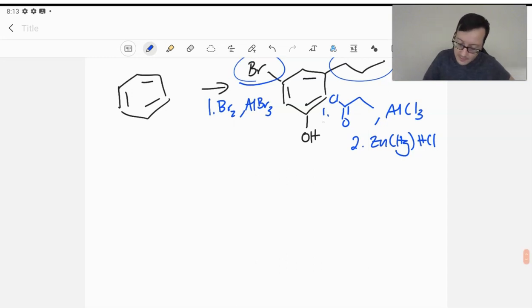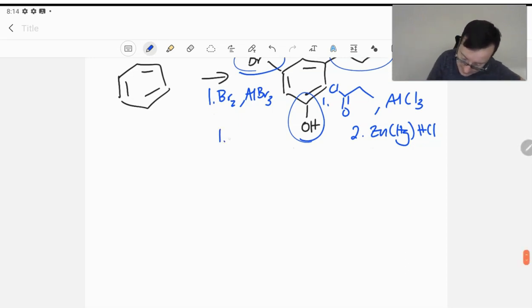All right, last one is the alcohol in there. How are we going to put that on? That's the tricky one. So, pause the video. All right, let's see if you remember. In order to put an alcohol on with the reactions we've learned so far, since we have not learned NAS yet, nucleophilic aromatic substitution, we only know EAS, how we do that is we first put a nitro on there.